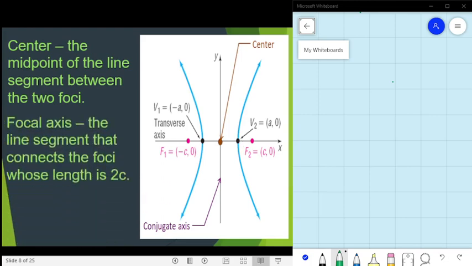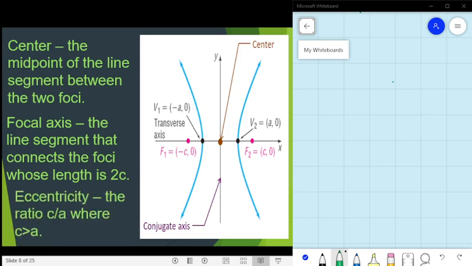Then we have what we call the focal axis. The focal axis is the line segment that connects the foci whose length is 2c. So from this point, F1 to F2, the line segment connecting the two is what we call the focal axis whose length is 2c. Why 2c? Because from the center to a focus, the length is c. So since there are two, meaning 2c.